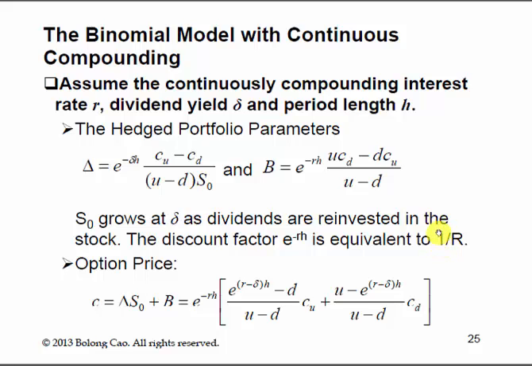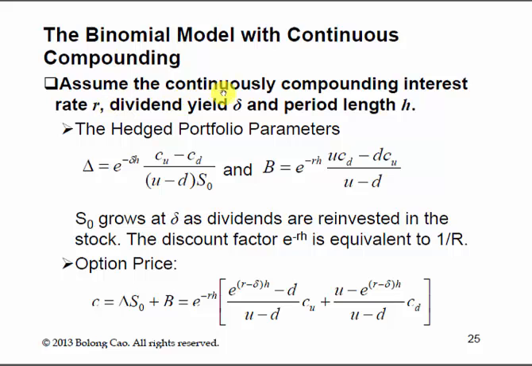So we have seen the derivation of the binomial formula and some numerical examples for how it can be applied to price options. Now let's look at different issues of applying the formula in different setups. So first we consider the continuous compounding.